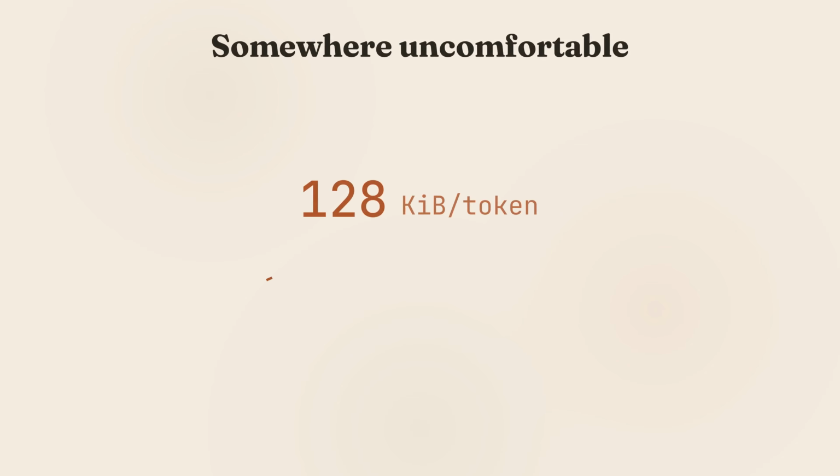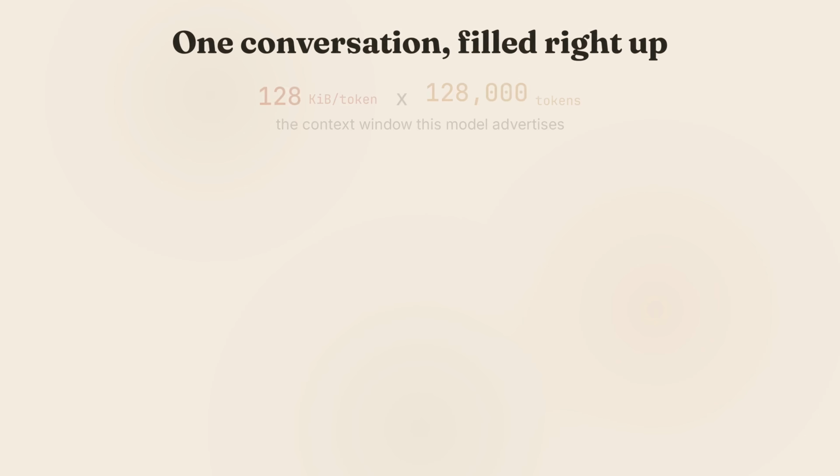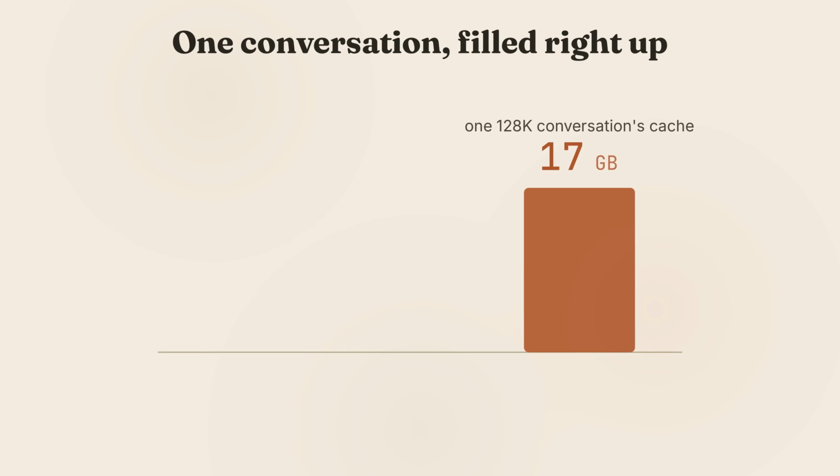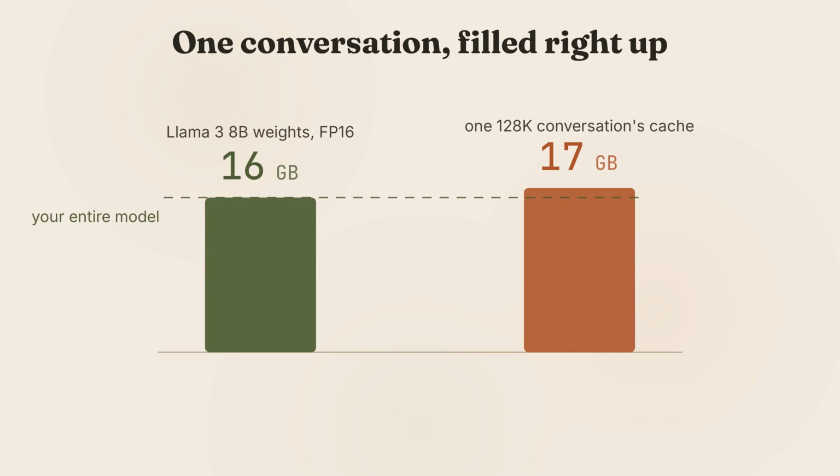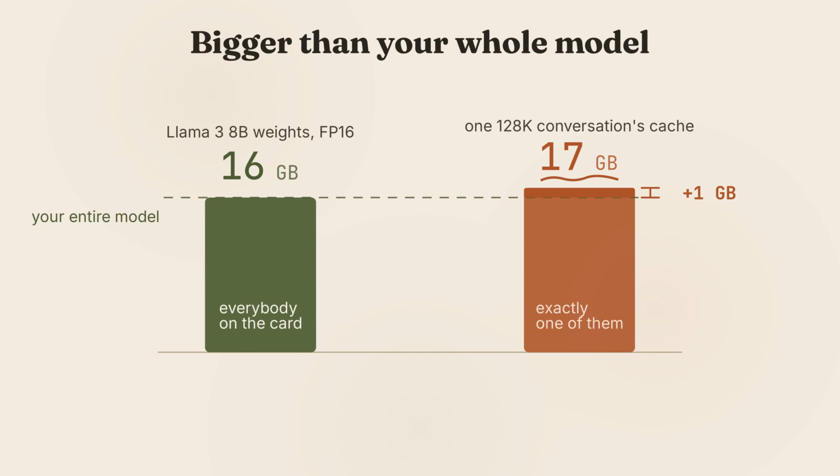So now let's take that 128 kilobytes somewhere uncomfortable. That 8 billion model advertises 128,000 tokens of context, so somebody can genuinely paste a small book into it. And what does one of those conversations cost you? 128 kilobytes a token times 128,000 tokens, and that's about 17 gigabytes. And what did the entire model weigh? 16. So one person, one conversation, and their cache is bigger than your whole model. Not a slice of it, bigger.